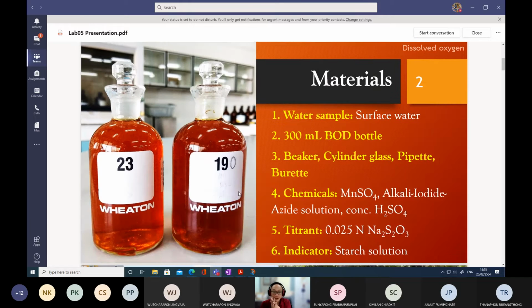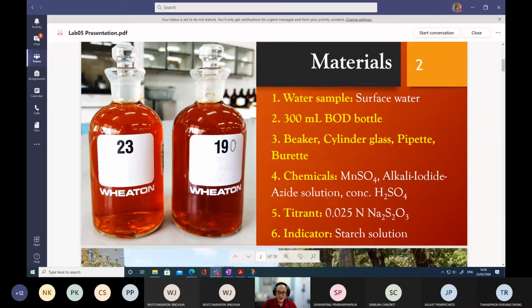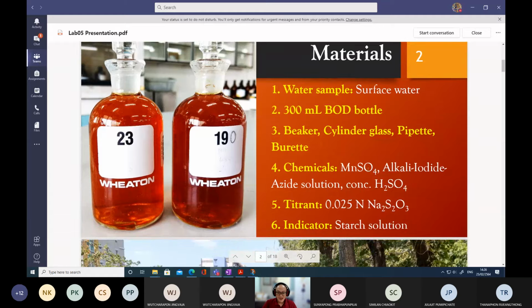So these are the bottles I'm talking about. It's a 300 ml BOD bottle. We normally use the brand Wheaton. This is the brand of the BOD bottle. Once we close this lid, the volume is exactly 300 ml. The chemicals we use consist of manganese sulfate, alkali iodide azide, and concentrated sulfuric acid. Just three chemicals, and for each chemical we only require 1 ml. So 1 ml of manganese sulfate, 1 ml of alkali iodide azide, and 1 ml of concentrated sulfuric acid.